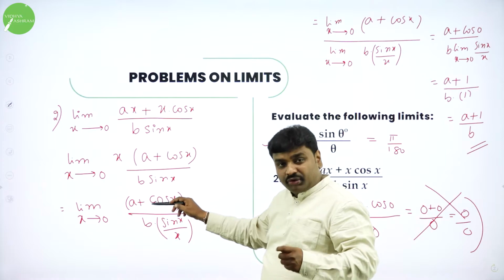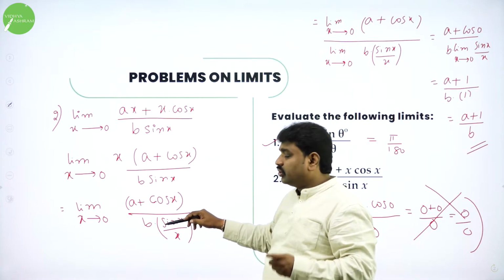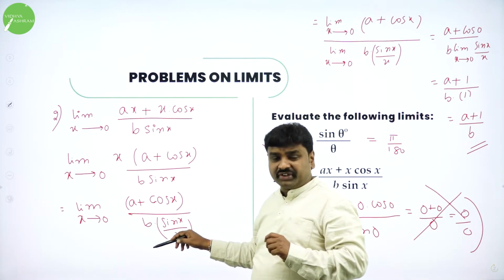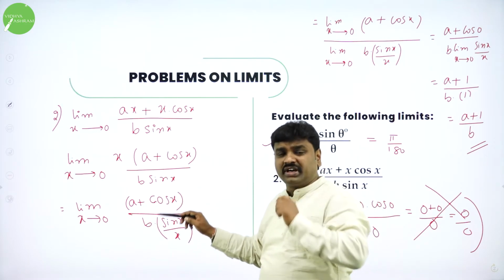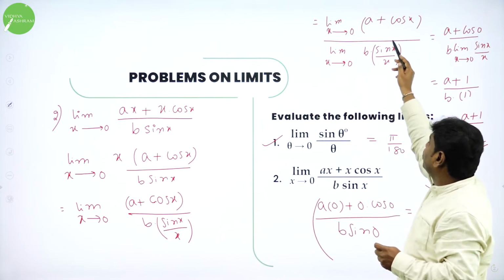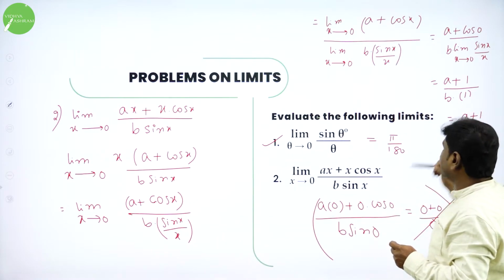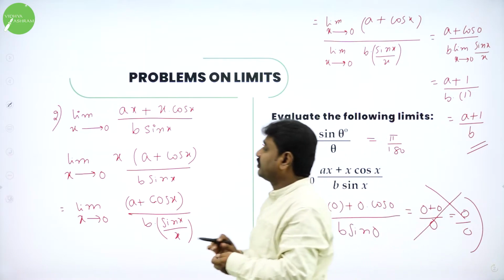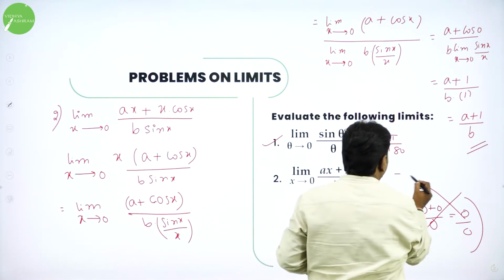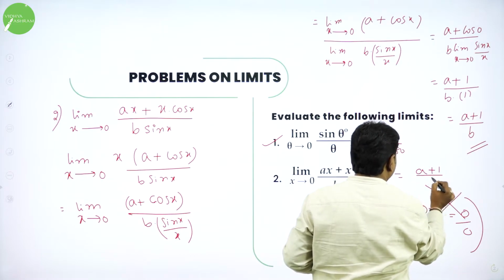Now we have numerator by denominator. So you know a property: if you have a problem in the form limit x tends to a, f of x by g of x, then you can apply the limit separately for the numerator and separately for the denominator. So apply the limit for the numerator by the limit for the denominator, and you will get a plus 1 by b. So that's it, we have done the second problem also, and the answer is exactly a plus 1 by b.